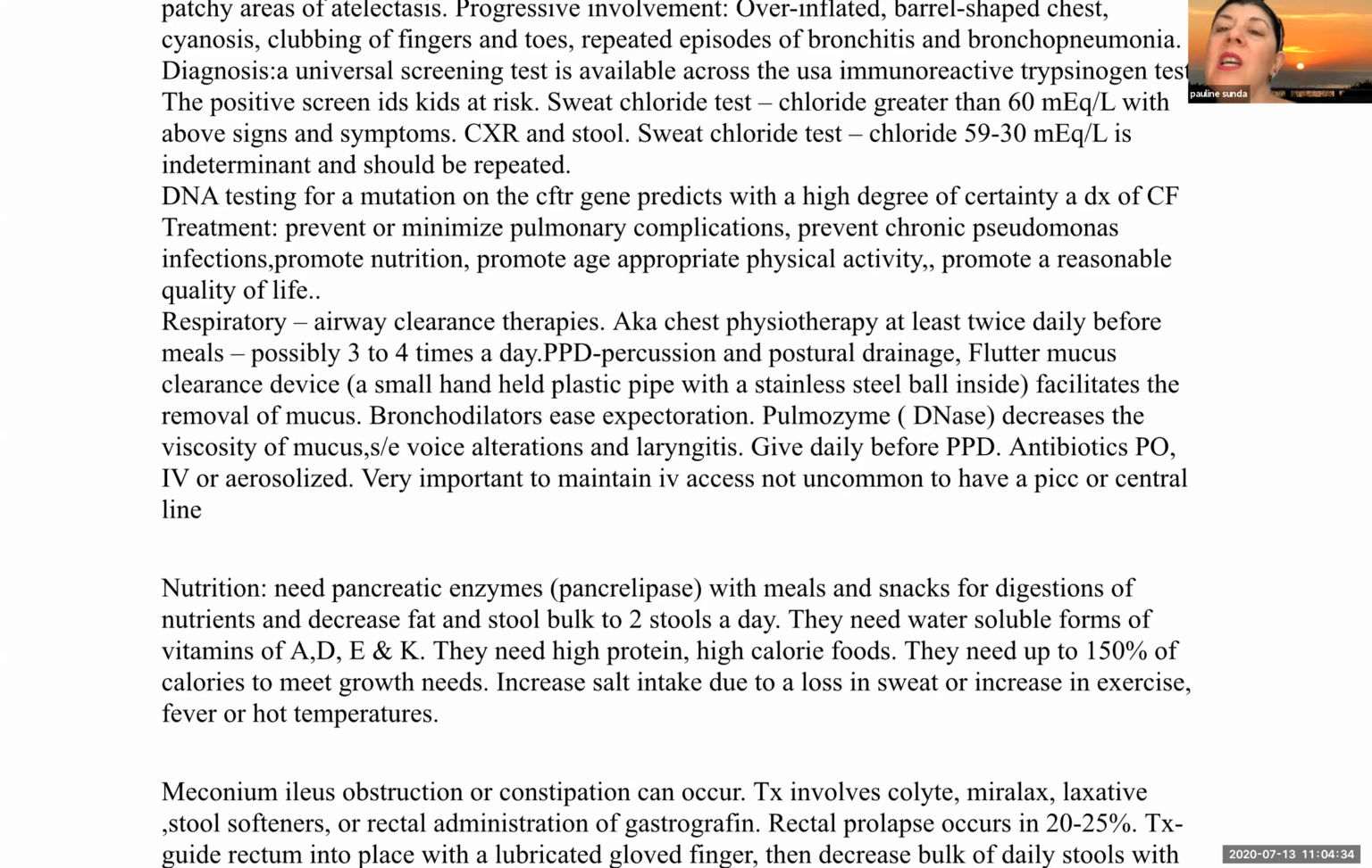DNA testing for a mutation on the CFTR gene predicts with a high degree of certainty a diagnosis of cystic fibrosis. Treatment. Here what we're going to want to do is prevent or minimize pulmonary complications, prevent chronic Pseudomonas infections, promote nutrition, promote age-appropriate physical activity, and then promote a reasonable quality of life.